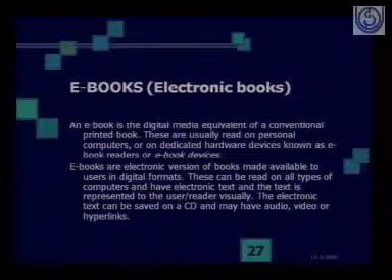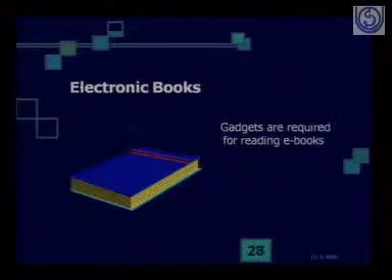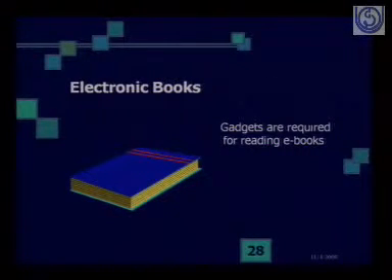These can be read on all types of computers and have electronic text, and the text is represented to the user or reader visually. The electronic text can be saved on a CD and may have audio, video or hyperlinks. There's one big disadvantage: for reading an e-book you always require the gadgets.